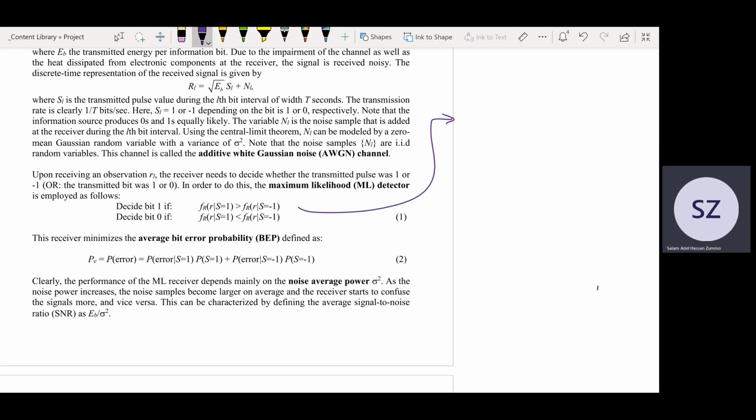So the PDF of R given S1 is nothing but the PDF of a Gaussian distribution, which is 1 over square root of 2 pi sigma squared, times e to the minus (R minus square root of EB) squared divided by 2 sigma square, right? Okay. Everybody's following?